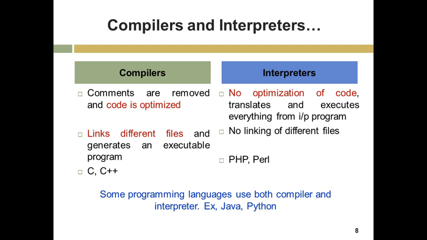The examples of compilers include the C and C++ programming languages. The examples of interpreters include PHP and Perl. However, there are some programming languages that use both a compiler and an interpreter, for example Java and Python.